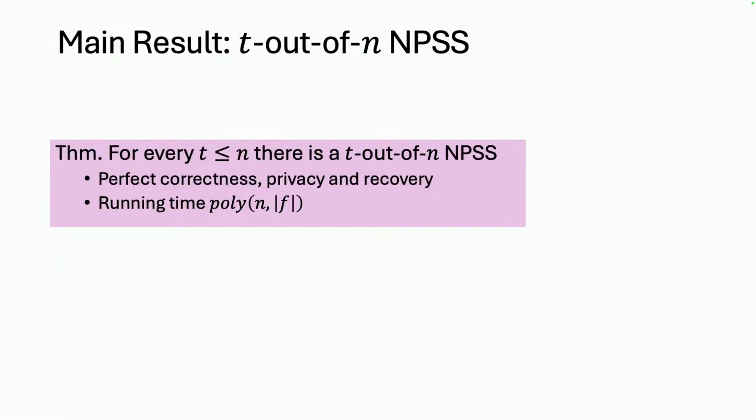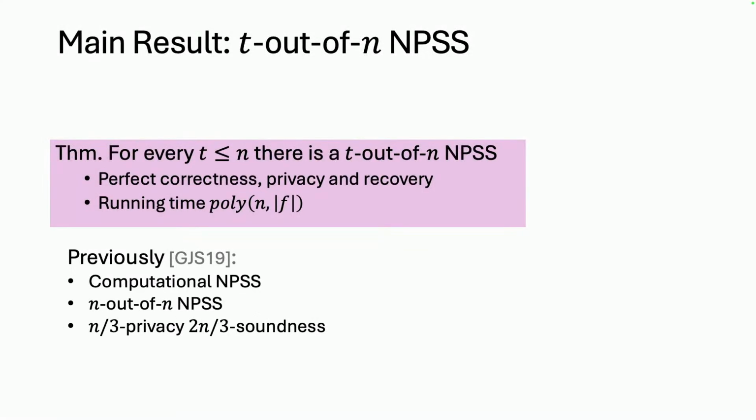it. Okay, so the main result is a construction of T out of n NPSS for arbitrary T and n. Again, this is an information theoretic construction, so we have perfect correctness, perfect privacy, perfect recovery. The running time is polynomial in n, in the size of the instance. And I mentioned that some variant of this notion existed before, so let me tell you what was known before.